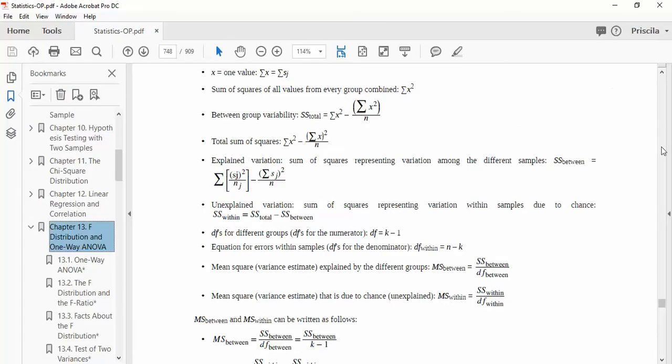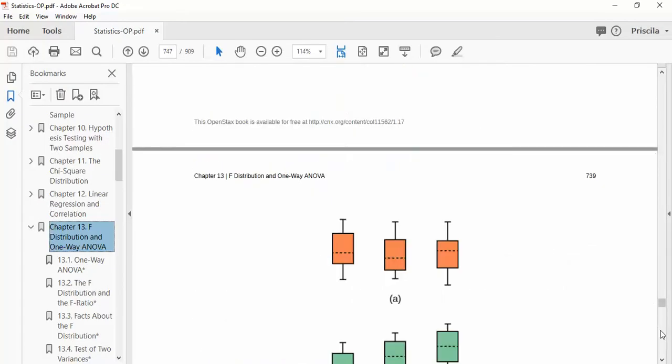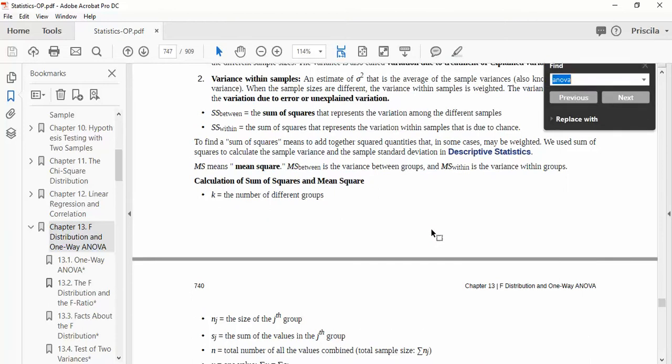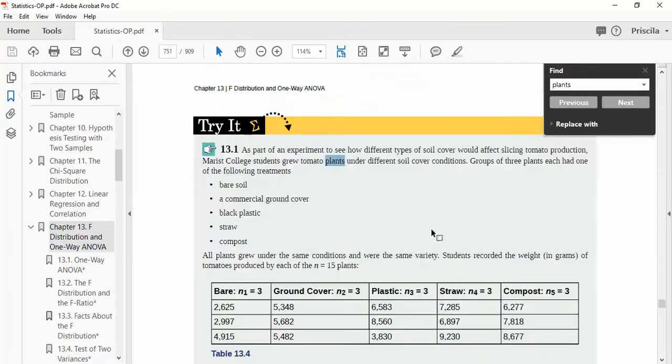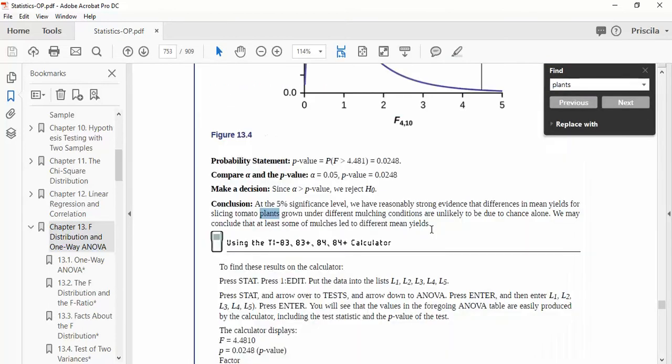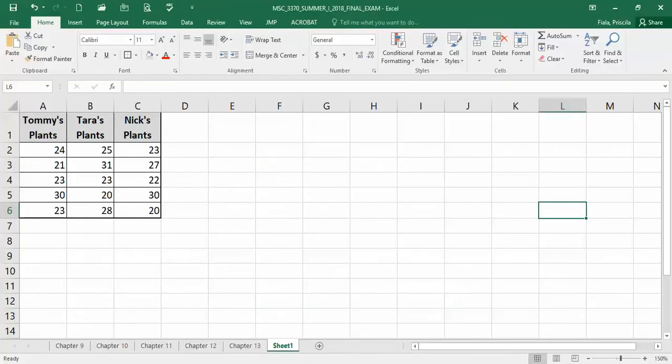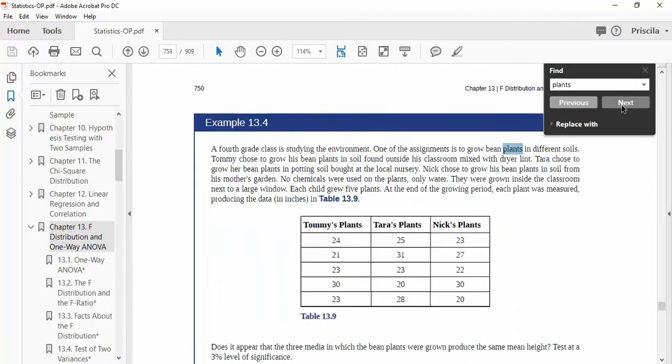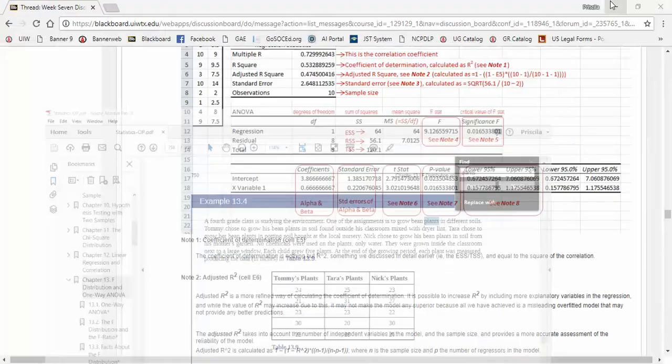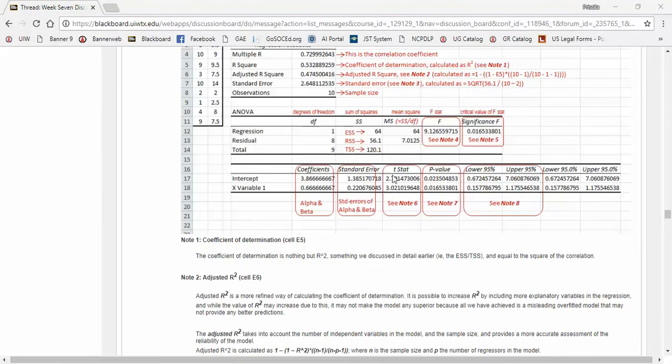Let me see if I can find the problem here. It's talking about plants. Tomato, I think it's the plants, right? Let me see here. Yeah, it's talking about plants. Oh, here we go. It's example 13.4 on page 750. I'm getting very tired because of my voice, but we're going to finish.